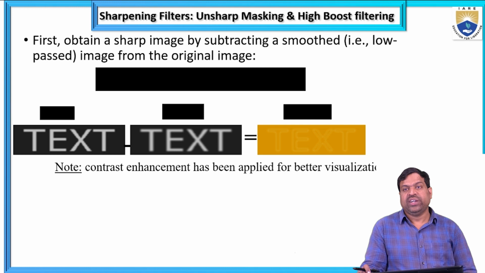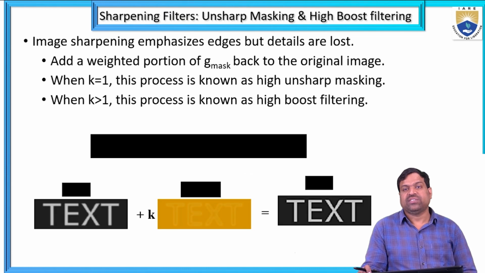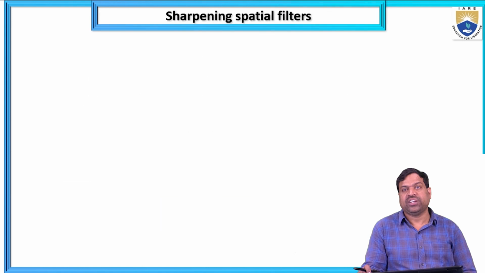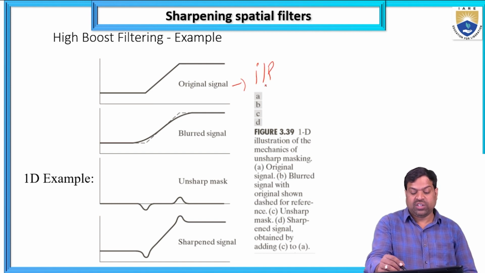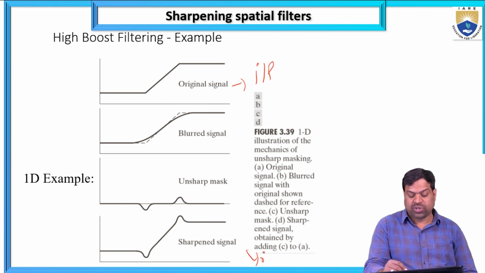It is another example. Contrast enhancement has been applied for better visualization. It obtains the sharp image by subtracting the low pass from the high pass, and then adding the two images for the sharpening. It is another technique, and it is a high boost filtering example. It is a 1D example: original, blurred. It is the original signal, the input signal. It is the blurred signal, unsharp, and sharpening. Okay, it is the output image.